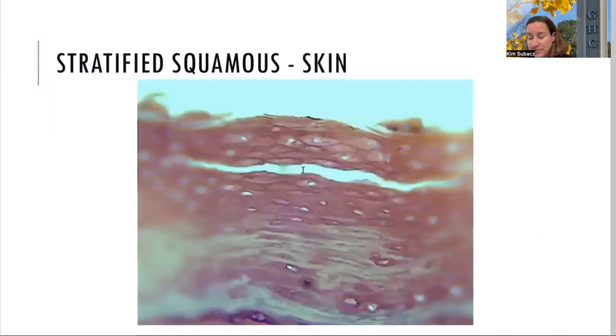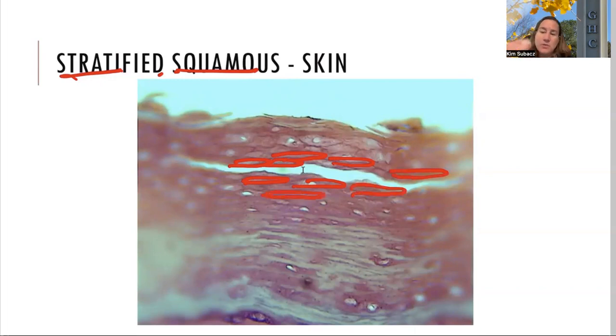Here's another stratified squamous. Look at all these cells, really thin little pancakes. Squamous cells, lots of layers. You can even see how the layers are starting to slough off. This is the stratum corneum of the skin, and it is going to get replaced. We replace our skin every month.